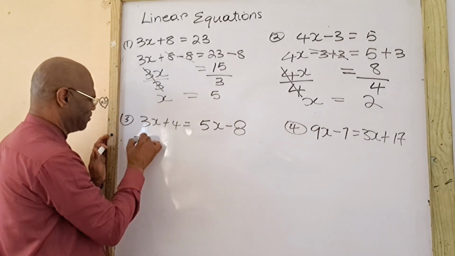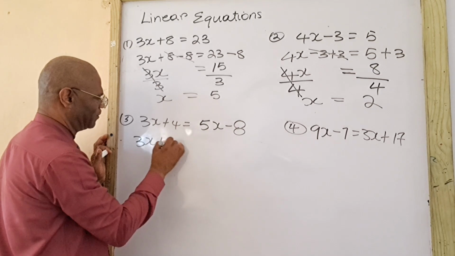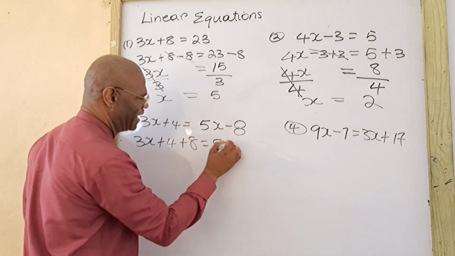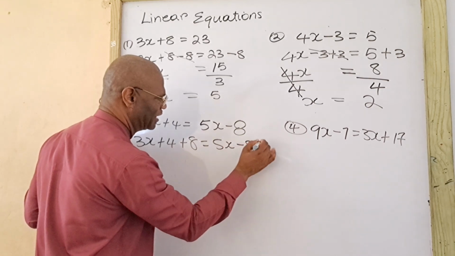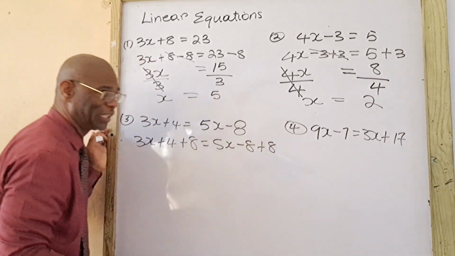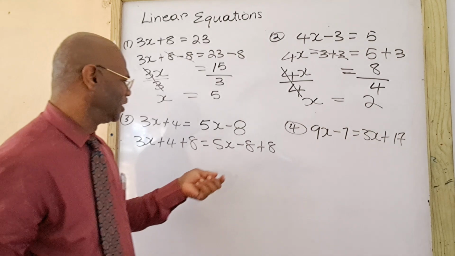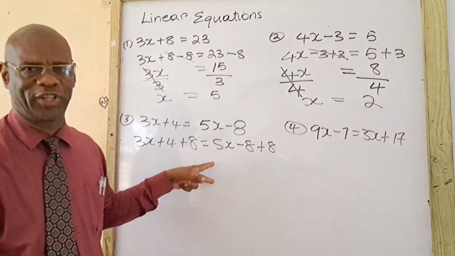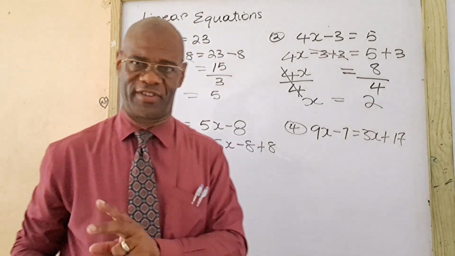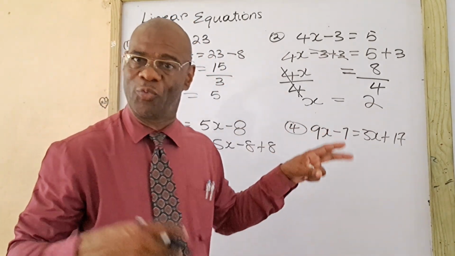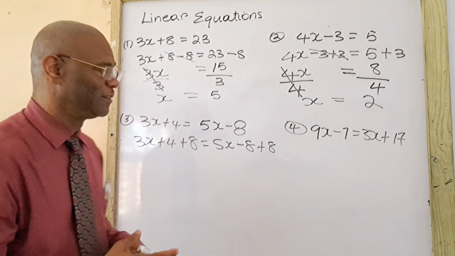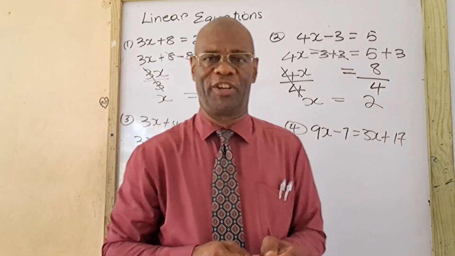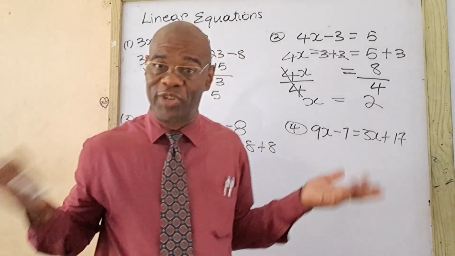So you now have 3x plus 4 plus 8 equals 5x minus 8 plus 8. Right? Now what am I trying to do? I'm trying to group the like terms. I'm putting the terms that do not have variables together and the ones with the variables together. Now, it doesn't matter. Some persons will tell you must have your variables on the left hand side, but it doesn't really matter.